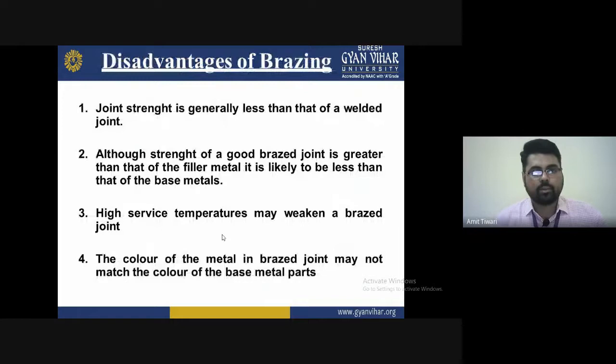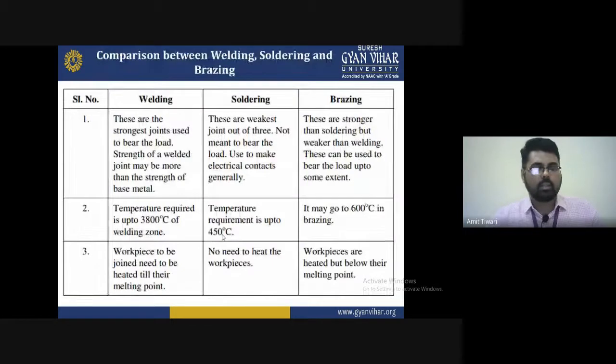Also, there are some disadvantages, because every process has advantages and disadvantages. The disadvantages are as follows. The first point is that joint strength is generally less than that of a welded joint. Second, the strength of a good brazed joint is greater than that of the filler metal, but it is likely to be less than that of the base metal. Third, high service temperatures may weaken a brazed joint. And fourth, the color of the metal in the brazed joint may not match the color of the base metal part. These are some disadvantages.